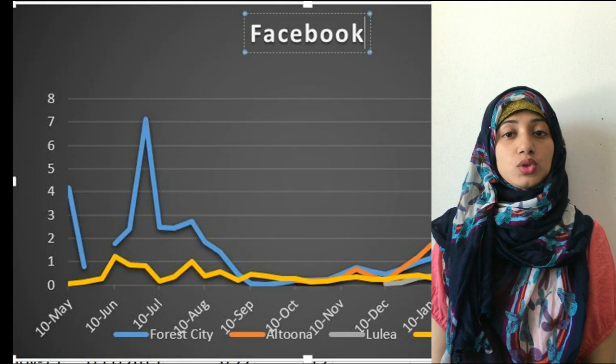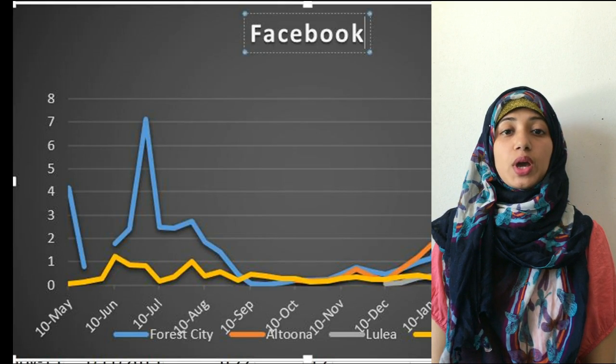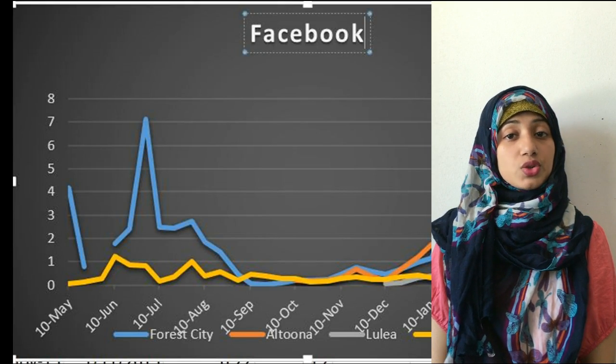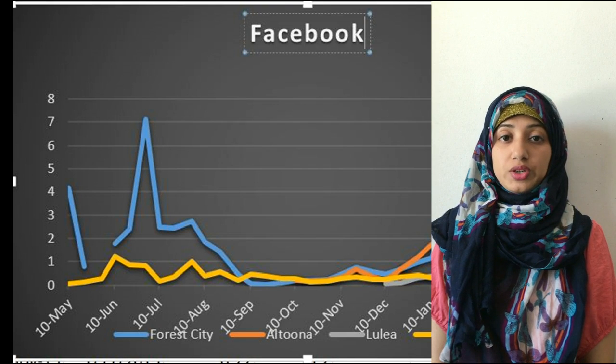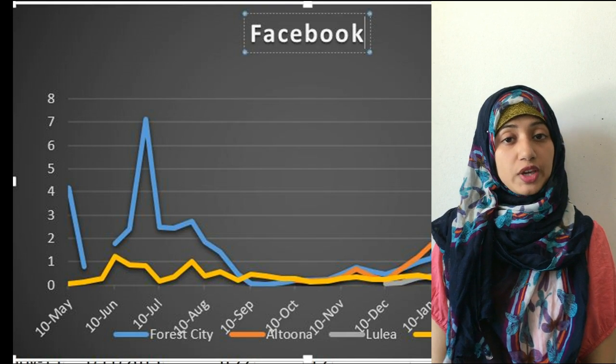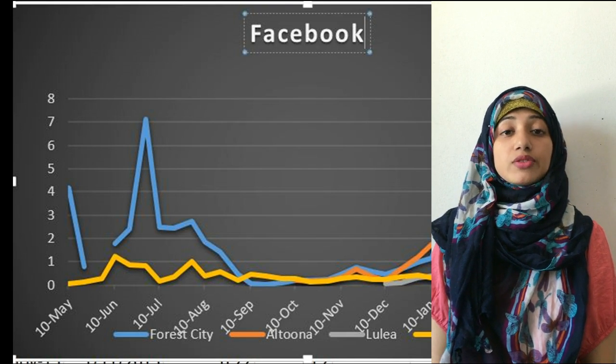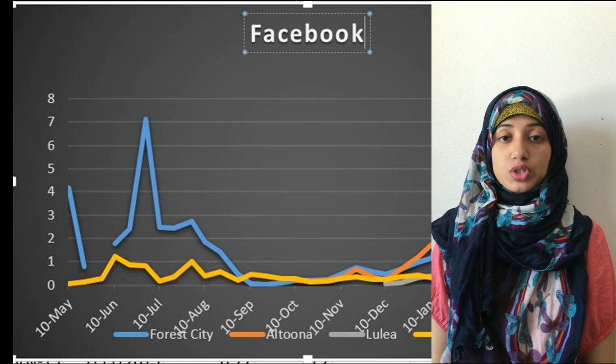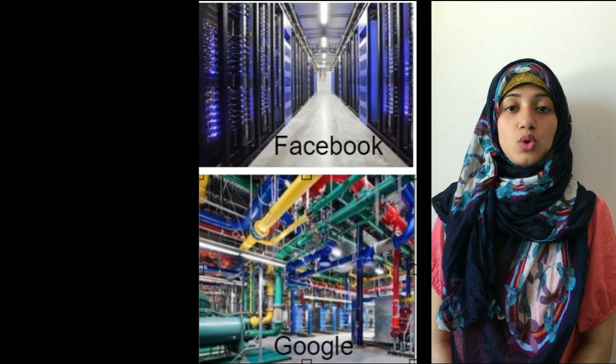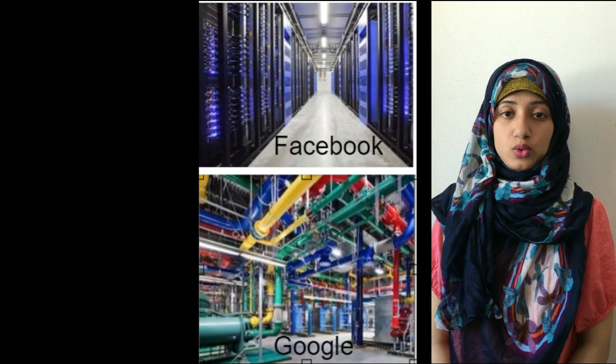Though Facebook and Google use this measure, only Facebook has published their values and this graph shows their improvement over the years. Google is behind Facebook on this aspect since they have not yet come forward with their water usage values. Now I would like to talk about the servers for both Facebook and Google.